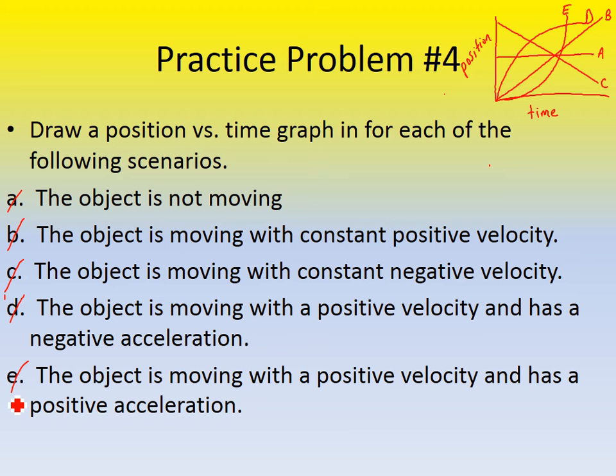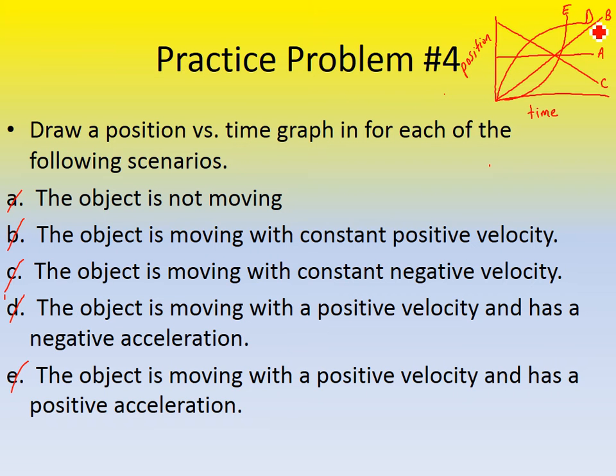Okay, so after you're done, look up here and see if your position time graphs look like mine. I did it all in the same one because I didn't have enough space. Let's go through it. On A, the object's not moving. So I drew it up here. Just got to make sure that your slope is 0, right? Could I have drawn it down here? Yeah. Or up here? Yeah.